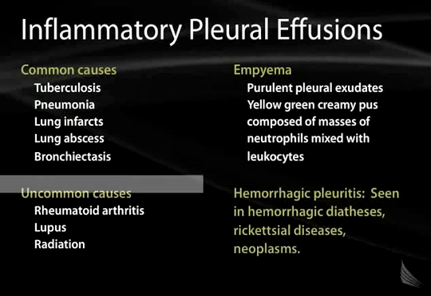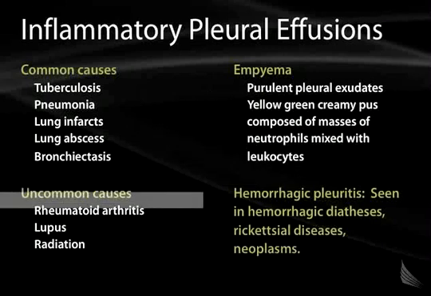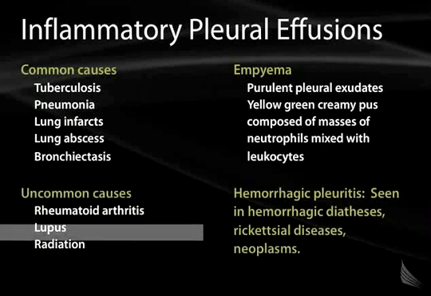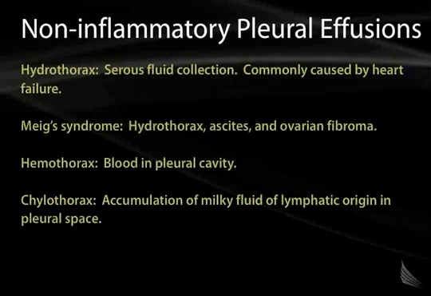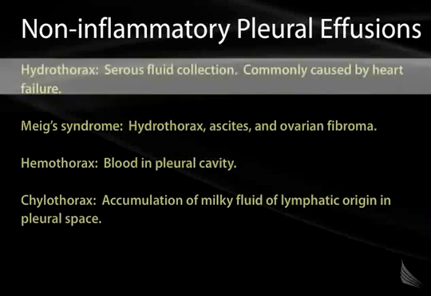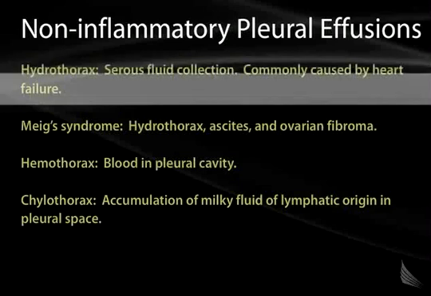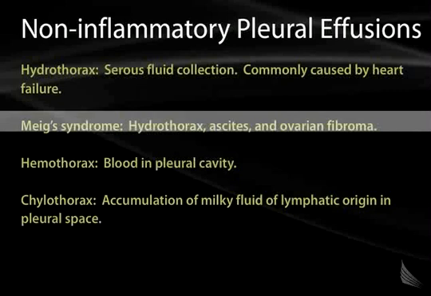Uncommon causes of pleural effusions include rheumatoid arthritis, lupus, and radiation-induced pleural effusions. Hemorrhagic pleuritis is commonly seen in rickettsial diseases, neoplasms, as well as hemorrhagic diatheses. Non-inflammatory pleural effusions are normally seen when you have hydrothorax, Meigs syndrome, hemothorax, or chylothorax. Hydrothorax is normally caused by heart failure and you have a serous fluid collection. Meigs syndrome is when you have hydrothorax, ascites, as well as ovarian fibroma.